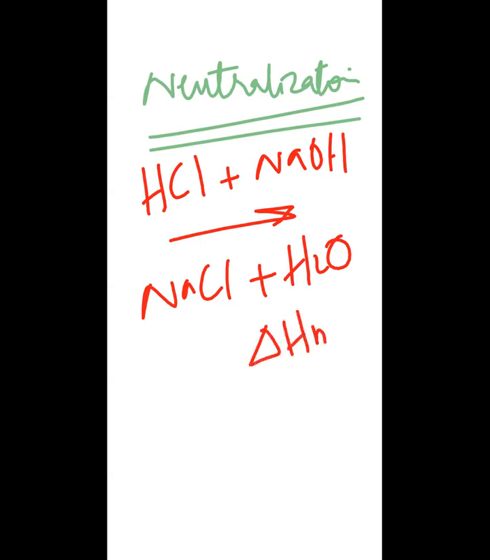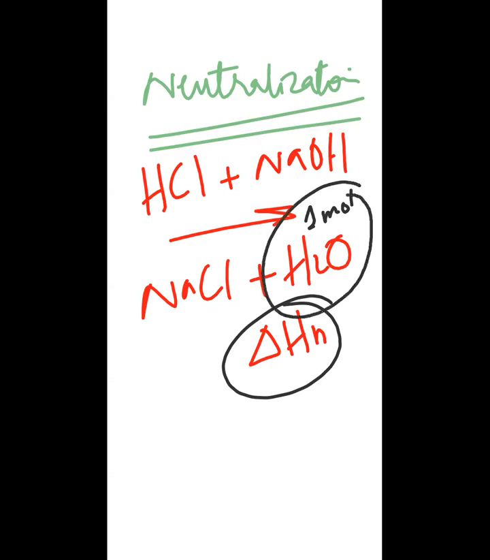So the standard enthalpy change of neutralization is the enthalpy change when 1 mole of water is formed by the reaction of acid and alkali. The moles of acid or the moles of base could be changed. There could be 2 mole of acid, there could be 12 mole of base, but there should be 1 mole of water. So what is a standard enthalpy change of neutralization?